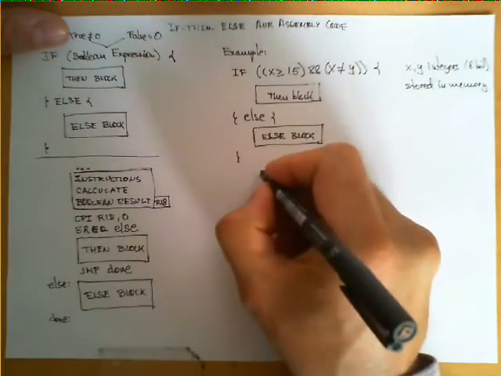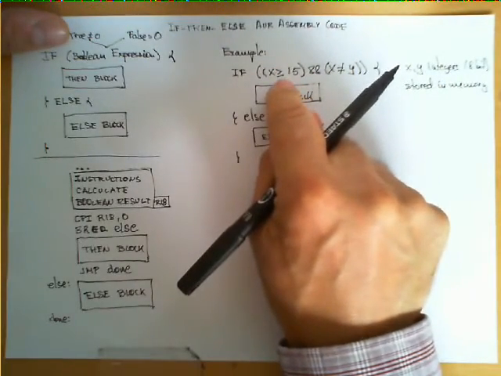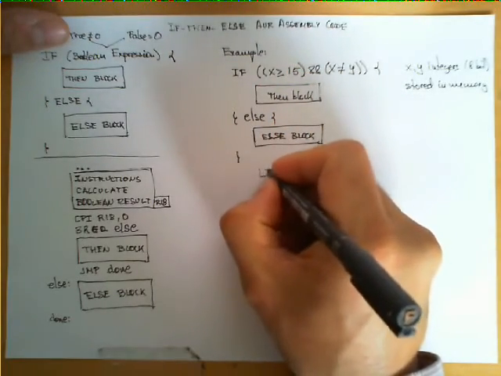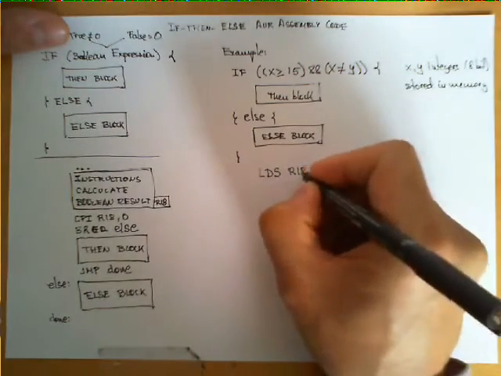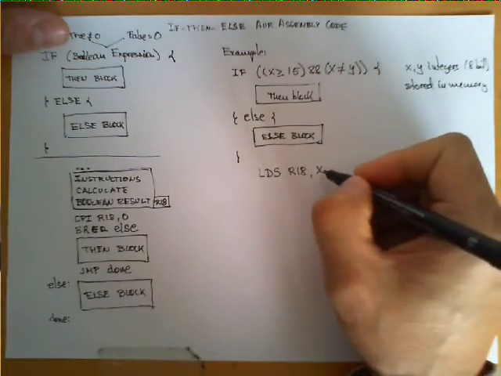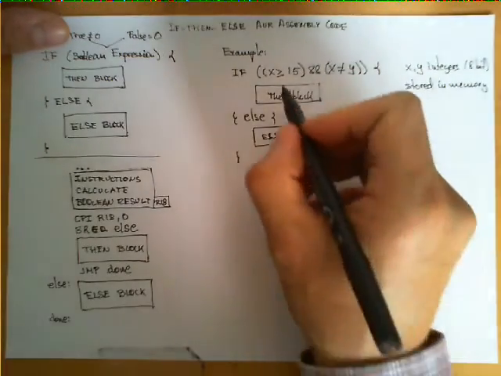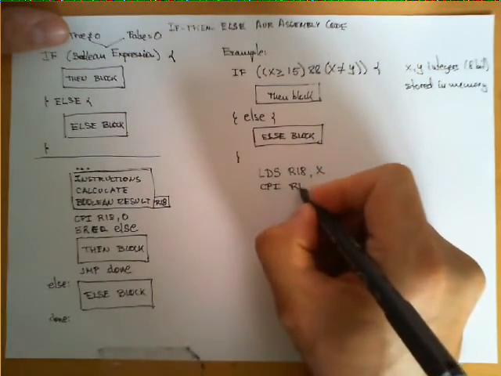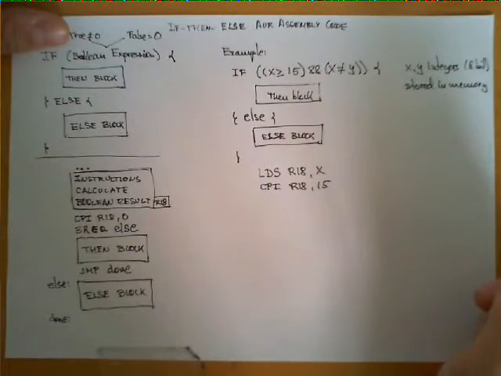So the first instruction that we would execute to start evaluating this expression would be those required to evaluate this sub-expression here, x bigger or equal than 15. So the first instruction would be load from memory into the register R18, arbitrarily chosen, the value of the position in memory labeled x. So this would bring the value of this variable into register R18. The next thing I would do is compare this value I just loaded with the constant 15. And this can be done with instruction CPI, compare immediate.